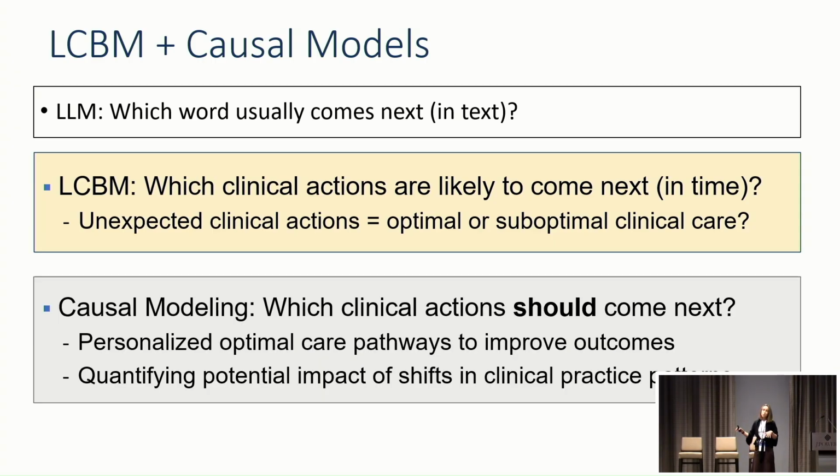For that, I want to use the rest of the time talking about how you can combine large clinical behavioral modeling with formal causal reasoning. This is the next step: not which actions are likely to come next, but which actions should come next. If we can unlock those questions, we have the potential to leverage this massive source of information, data, and knowledge to optimize care pathways and to ask questions about hypotheticals. How could you improve patient outcomes, healthcare system efficiency, and a whole range of other outcomes?